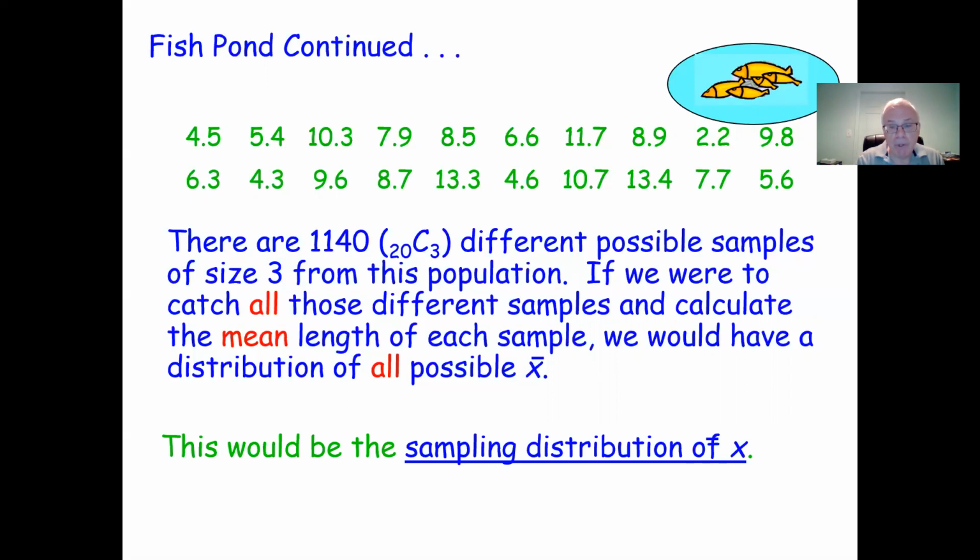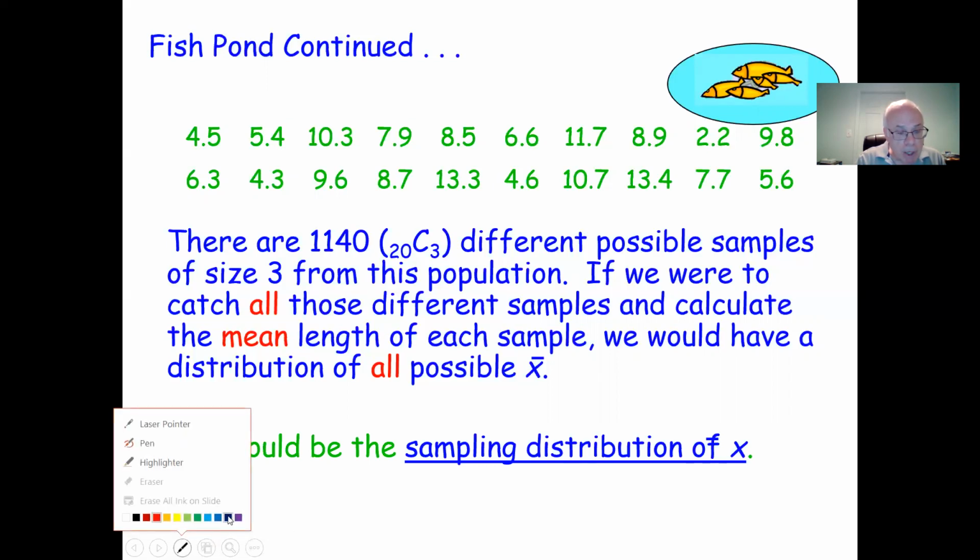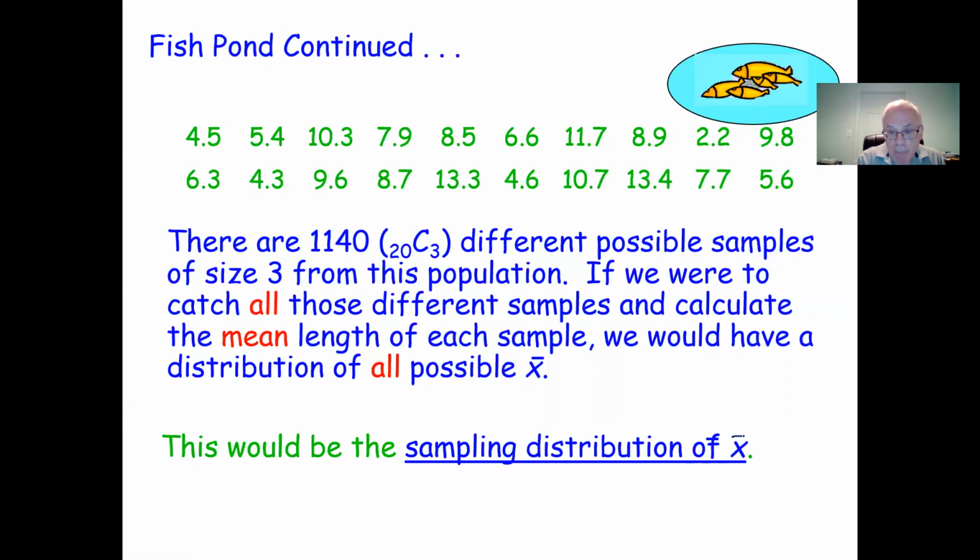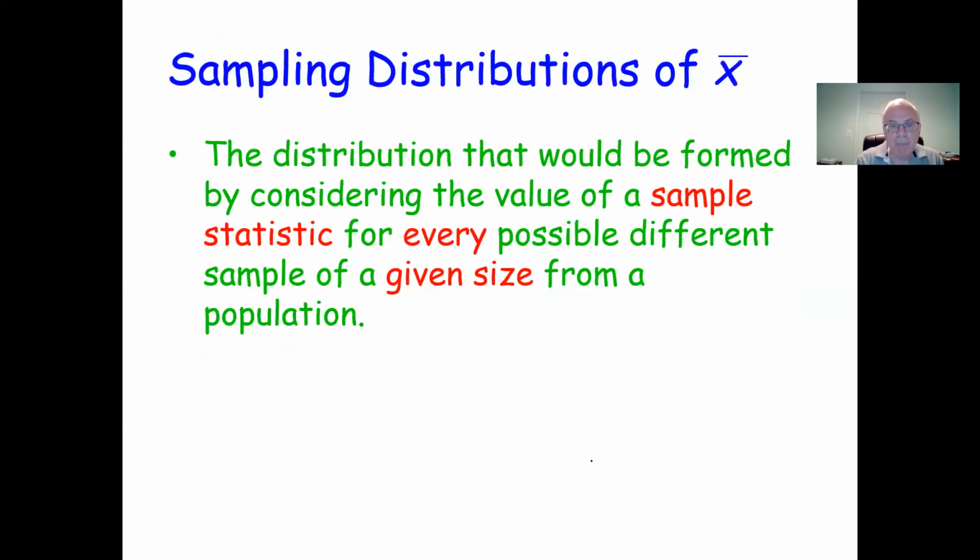So this is called a sampling distribution of X bar. Now there's a little bit of a mistake here. The line that should be above the X ended up crossing the F there. So it should look like this: the sampling distribution of X bar.